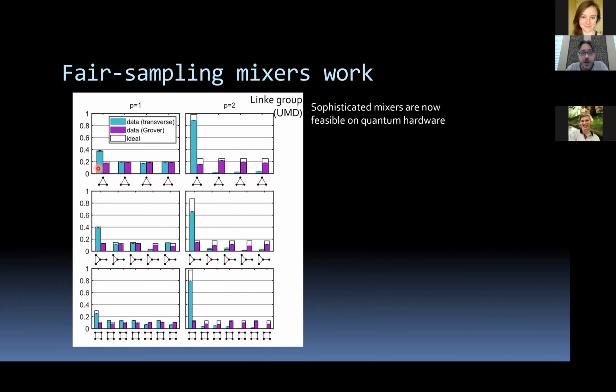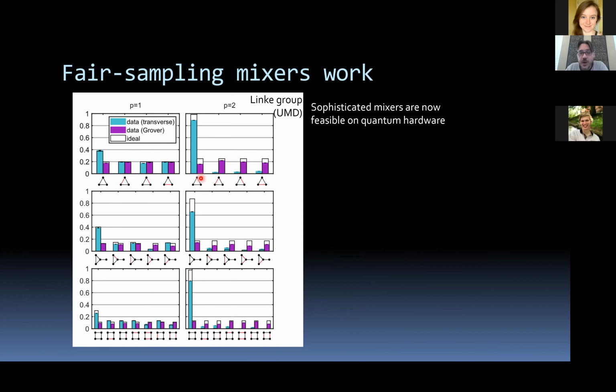But there's this new type of mixer that we introduced, the one I gave the citation for in the previous slide. That's implemented in these purple results. And you see the purple results now give an almost uniform solution probability. It doesn't look like it might be all that helpful for 1 round of QAOA.